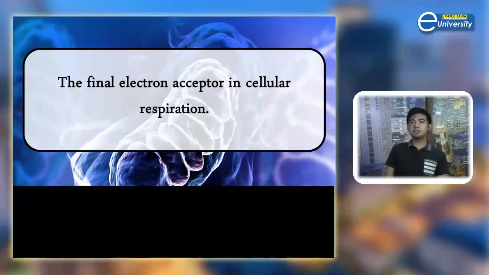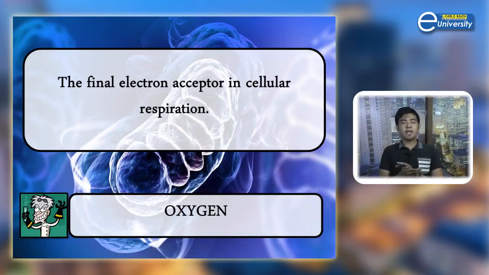How about this one? The final electron acceptor in the cellular respiration. What is the final electron acceptor in the cellular respiration? The correct answer is oxygen. So oxygen plays a great role as the final electron acceptor in the cellular respiration, especially in the electron transport chain, as it is the last molecule which receives the electrons released from the NADH and the FADH molecules.